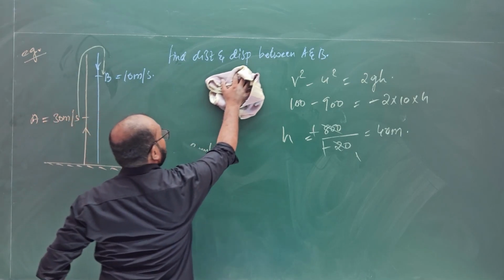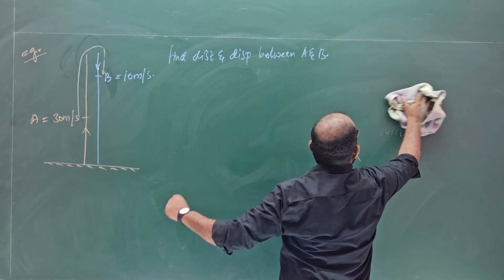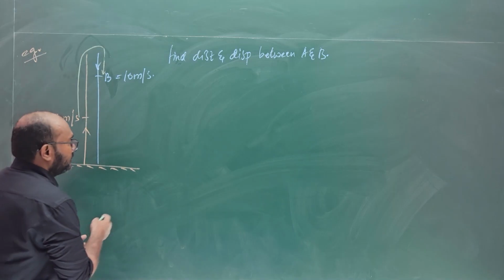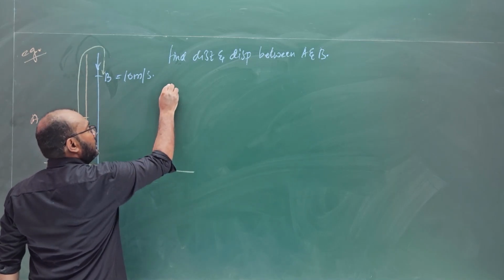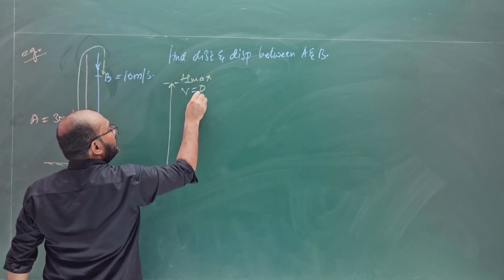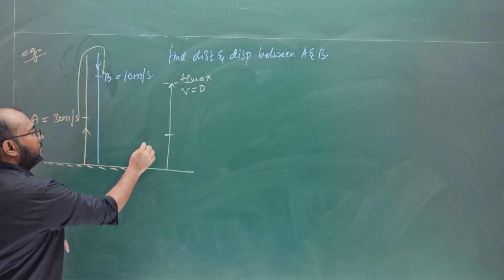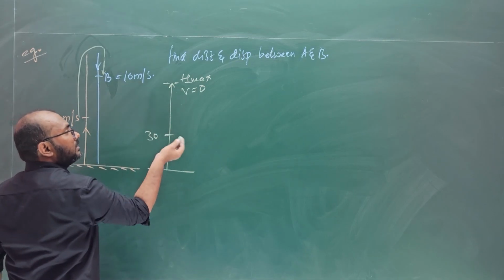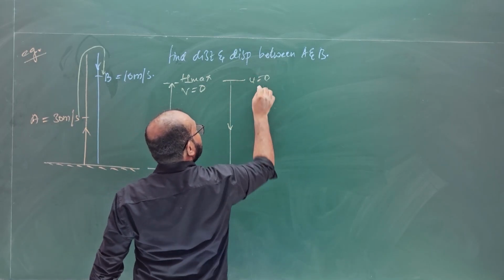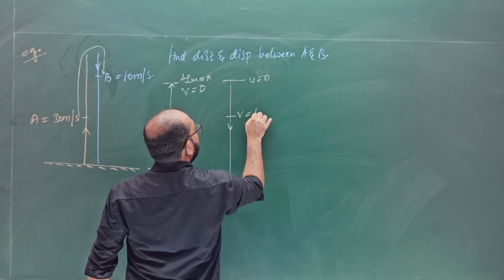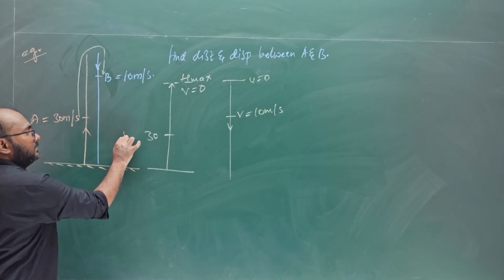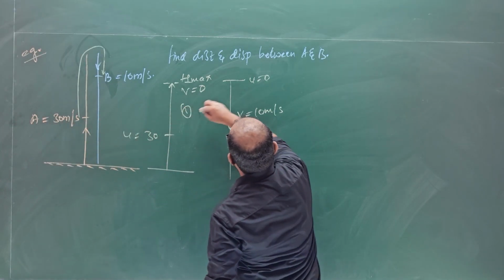Now, to calculate distance, let this point be h max. At h max, v becomes 0. Initial velocity is how much? 30. From here to here, the next instance, we are calculating in the downward direction. Similarly, u becomes this time 0 and v becomes how much? 10 meter per second. Yes or no? Okay, so in first diagram, this is your second diagram.